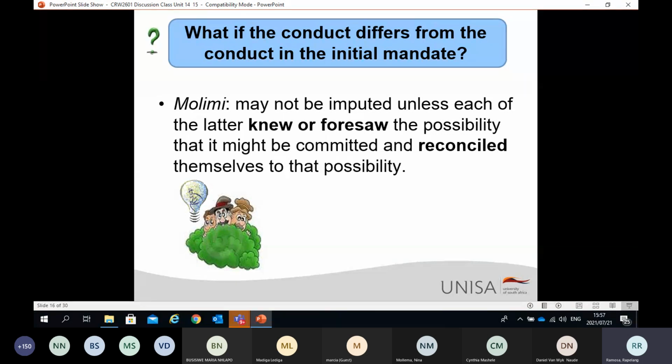So this is where the principle comes in, that conduct that differs from the conduct in the mandate, or what is foreseeable in the mandate, may not be imputed on the others unless it could be proved that they had intention, either in the form of direct intention or in the form of dolus eventualis.